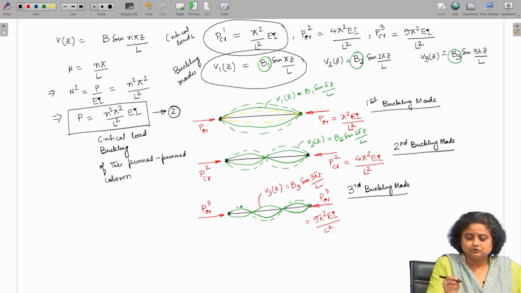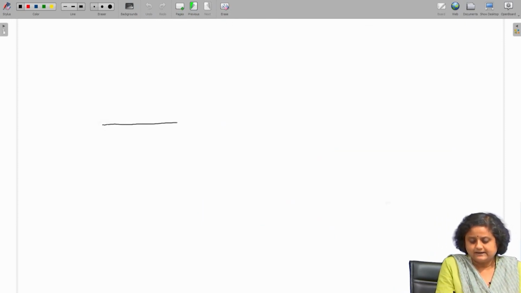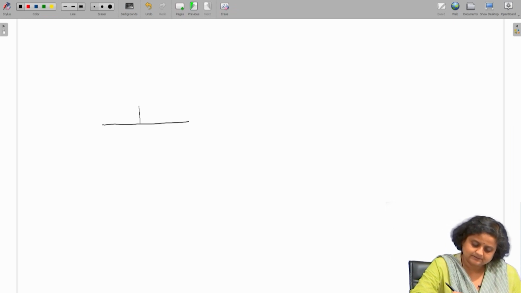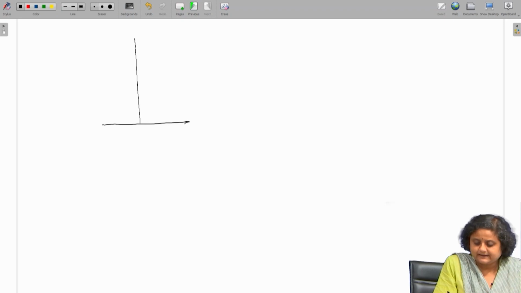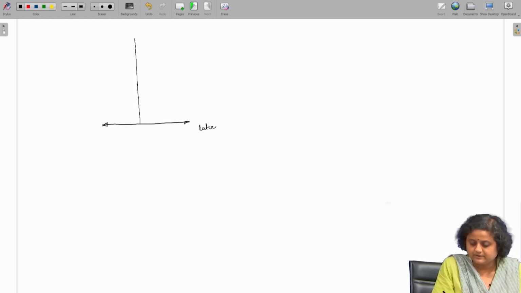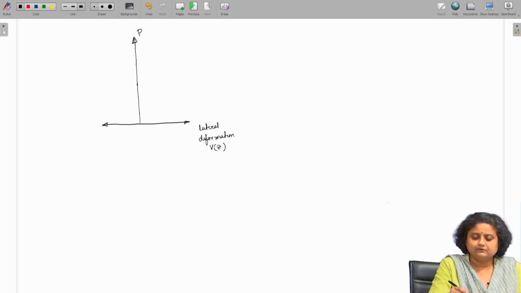So, now we can also explain this whole thing in a different way. Let us plot this figure. On the x axis, let us plot the lateral deformation V z. And on the y axis, let us draw the force, which is the axial compressive force.